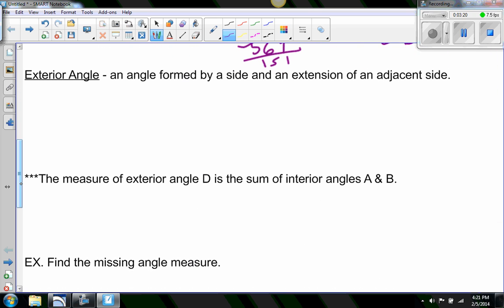Okay. Then an exterior angle is an angle that is formed by a side and an extension of an adjacent side. What does that mean? Adjacent means they're connected, right? They're right next to each other.